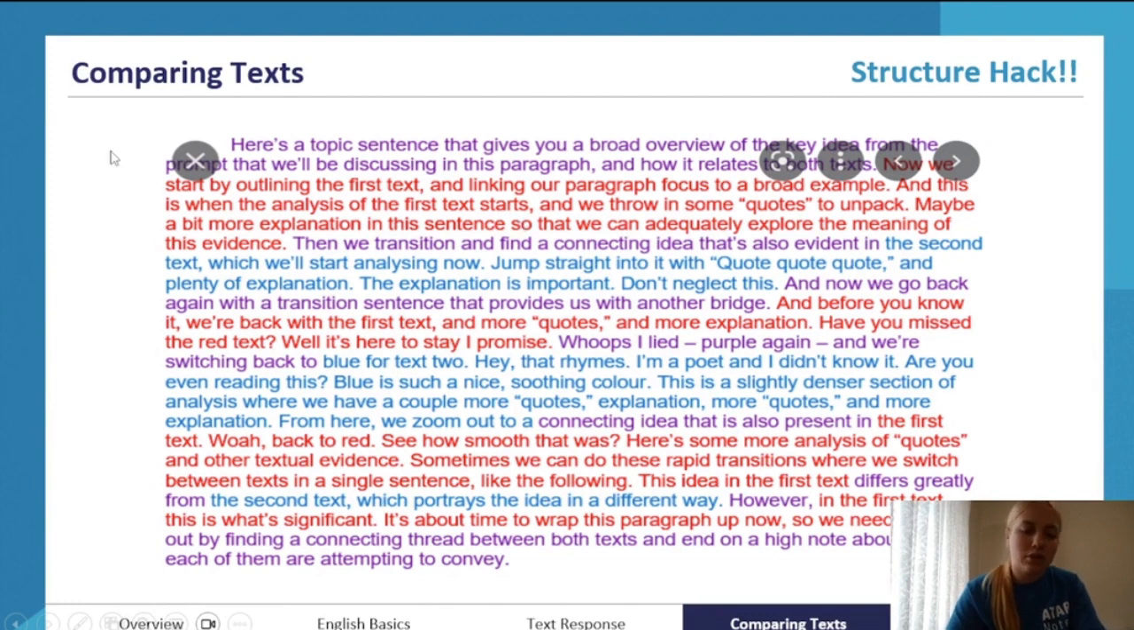So a couple different structures. There is a block structure and there is a rainbow structure. This is rainbow. And this is a structure hack, and I put up a screenshot here that explains it really, really well so that you memorize exactly how to do the structure.